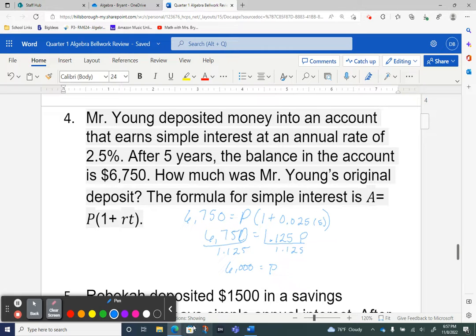All right, so tomorrow you will have one more question. As you can see, it's something about Rebecca depositing $1,500 into a savings account, but you don't know what I need to know. So make sure that you can use the simple interest formula to solve that last question on your Canvas quiz.